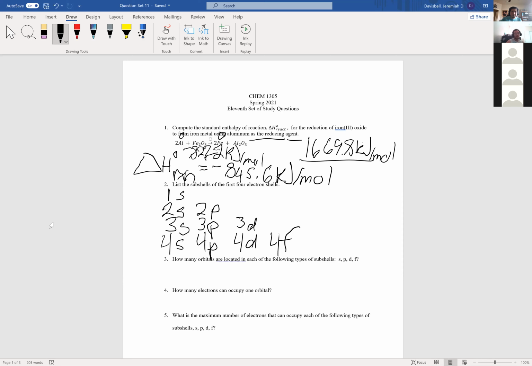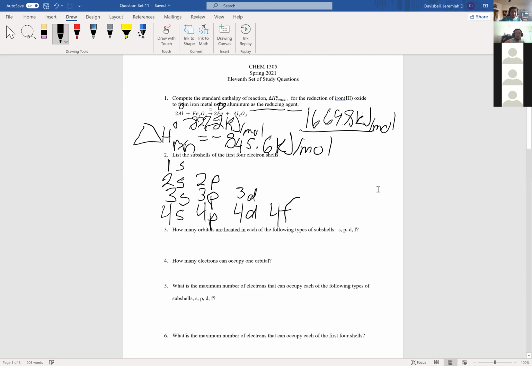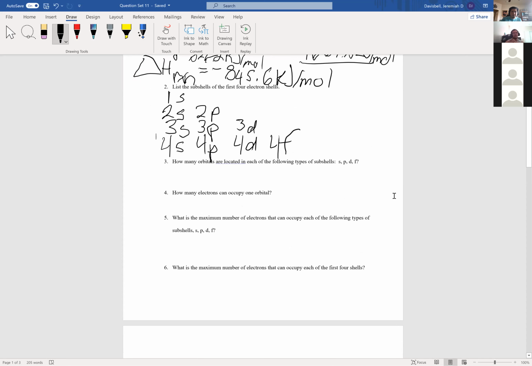All right, so the next question asks how many orbitals are located. Now, for the first one, for the s, how many electrons can it hold? 2, right? And how many orbitals does the s have? 1. It should for sure have 1, right? So the s has one orbital, and it has 2 columns or 2 electrons.